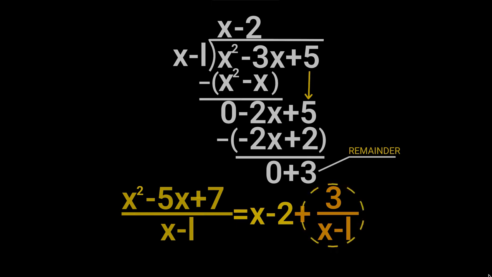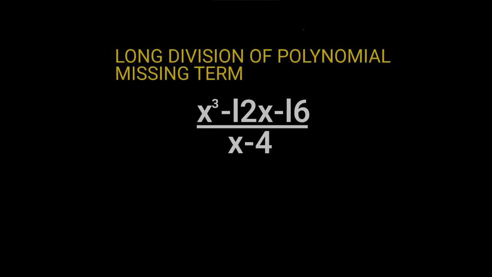When we have a remainder, this is the way we write it. That is all for this problem. We're gonna move on to the last problem. This is with the missing term. What we're missing here is the x squared. We have x to the third minus 12x minus 16, but we don't have the x squared.